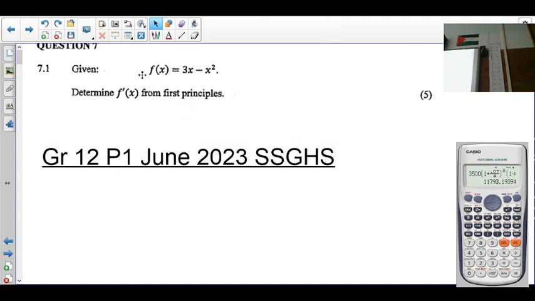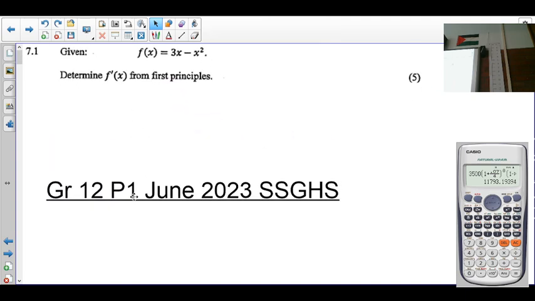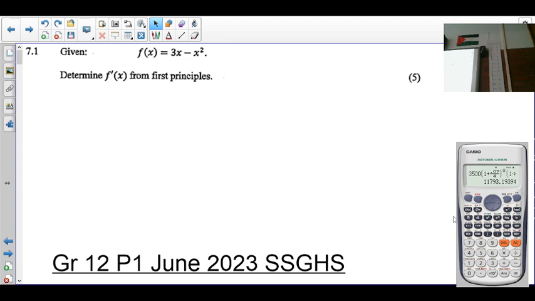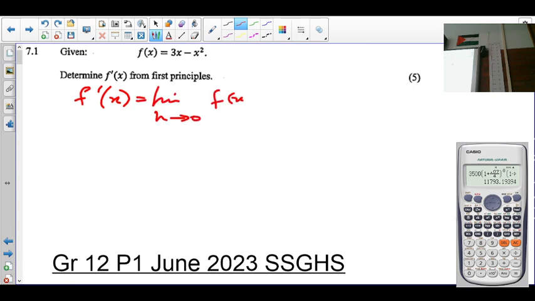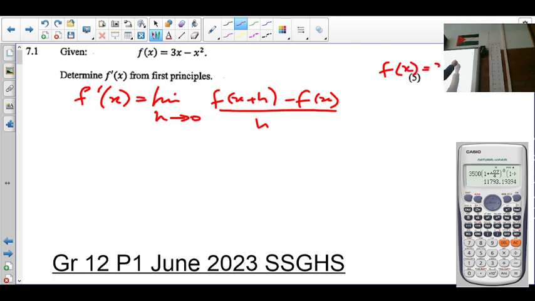Alright, so let's look at question 7.1. You are given f of x equals 3x minus x squared. Determine f prime x from first principles. If it says first principles or definition, we need to do the following. f prime x is equal to the limit as h approaches 0 of f of x plus h minus f of x, all over h. So if f of x is 3x minus x squared, then f of x plus h will simply be 3 into x plus h minus x plus h squared.